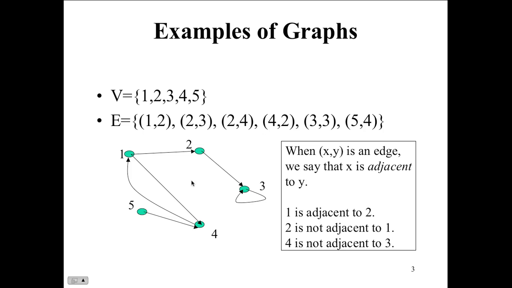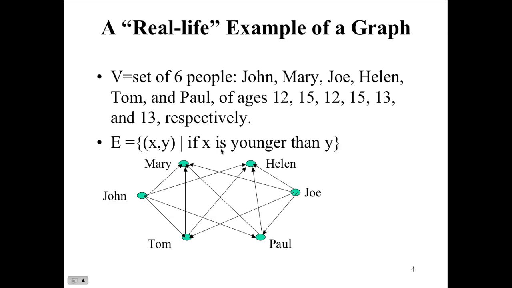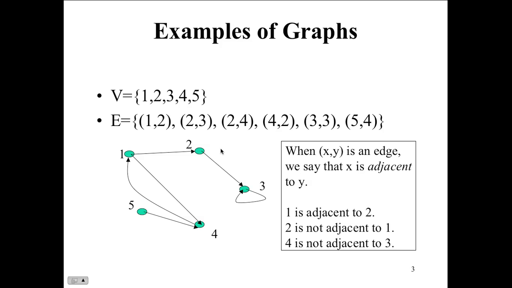This is considered a graph. We have a numbered graph, 1, 2, 3, 4, 5, and the vertices are the nodes 1, 2, 3, 4, 5, and the edges are 1 to 2, 2 to 3, 2 to 4, 4 to 2, 3 to 3, 5 to 4, where X and Y is an edge, and we say that X is adjacent to Y. So 1 is adjacent to 2, 2 is not adjacent to 1, 4 is not adjacent to 3, and in this particular graph we see arrows. So we have a directional graph, which means we're supposed to read it in the direction of the arrows. We have some graphs that are directional and some graphs that are not.